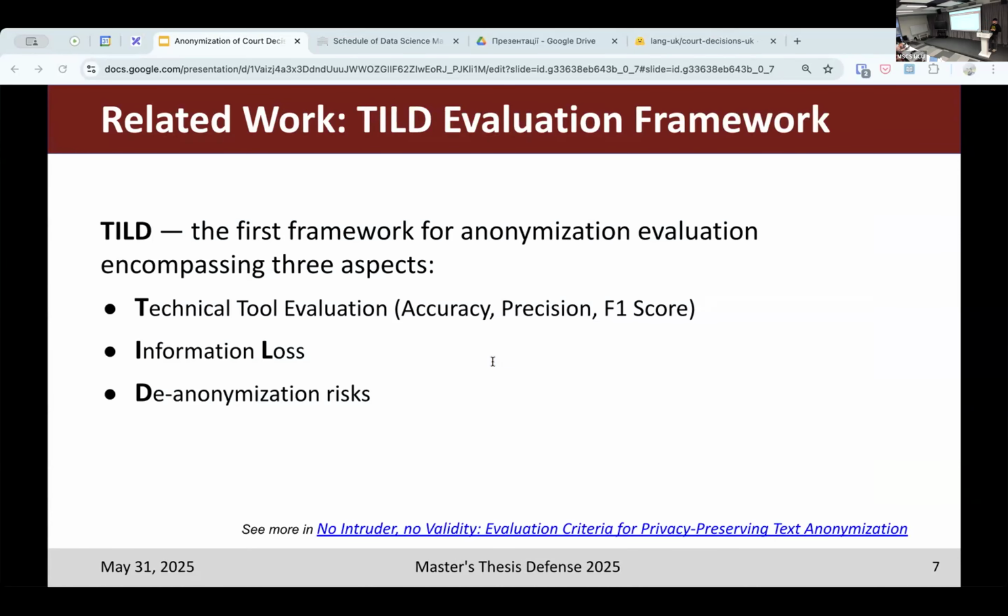And when measuring performance of anonymization, there is a great paper called No Intruder, No Validity. It proposes the TILT framework, an acronym, and it consists of three main factors. One of them is technical tool evaluation, when you measure your anonymization with metrics like accuracy, precision, F1 score. There is also a second factor, information loss, which answers the question of how much the anonymization affects the performance of downstream tasks on top of this data.